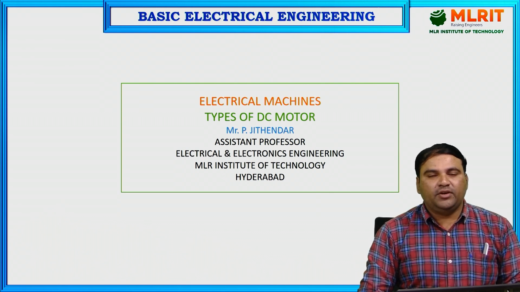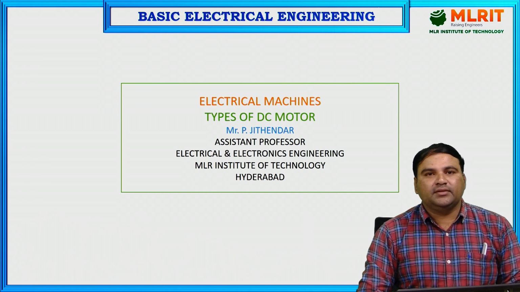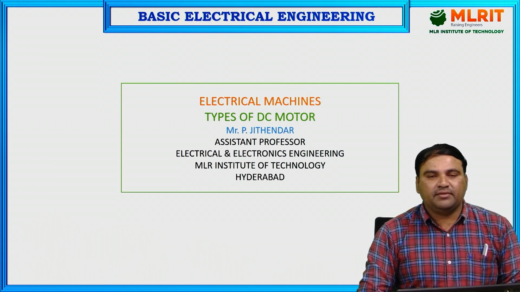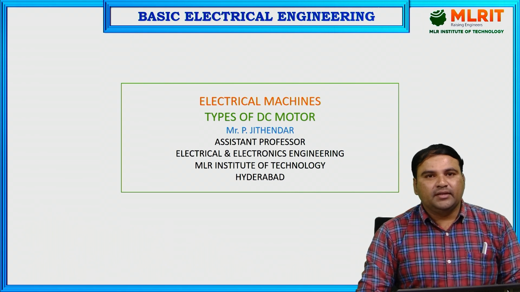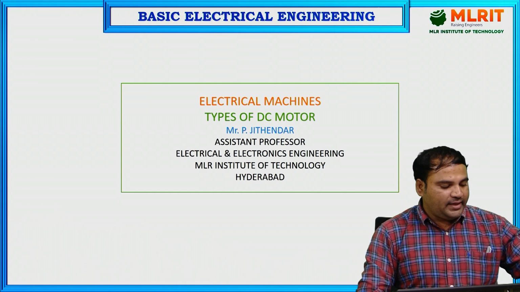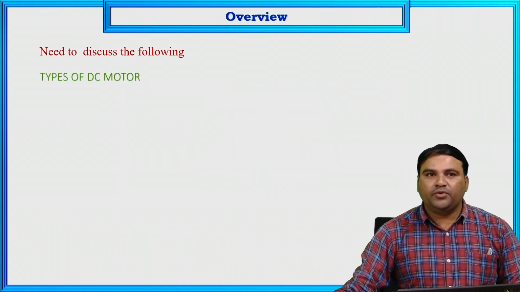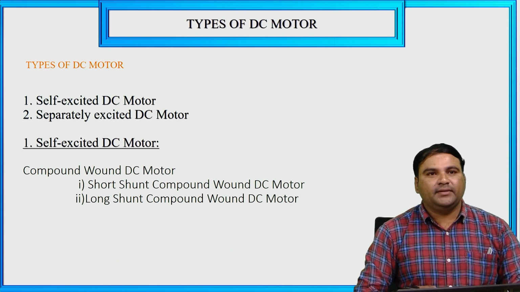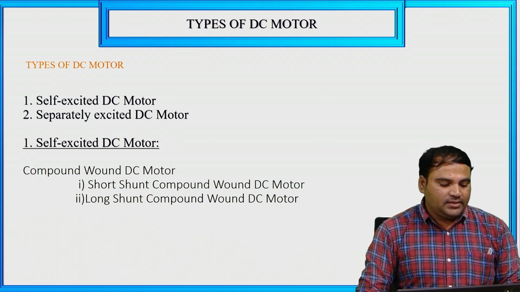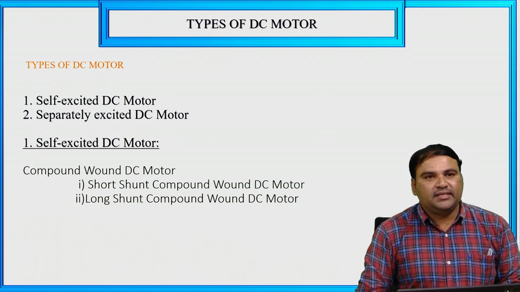In today's video lecture, I am going to discuss the different types of DC motors. In the previous session, I discussed the series wound DC motor and the shunt wound DC motor. Now I am going to discuss the compound wound DC motor. In the previous case, we discussed the series and shunt.